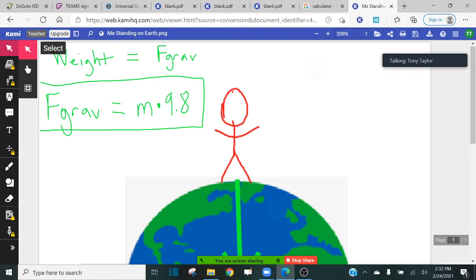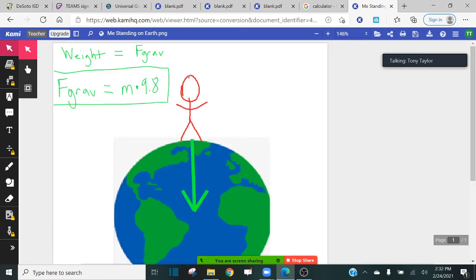Also, I want you guys to know that weight is something that can change throughout the universe. So, for example, let's say I have a weight of, I don't know, 800 newtons here on Earth. My weight would be different on Jupiter. Why? Because Jupiter is more massive than the Earth, so it has a stronger gravitational pull. So I would weigh more on Jupiter than I would here on Earth. However, my mass stays the same.